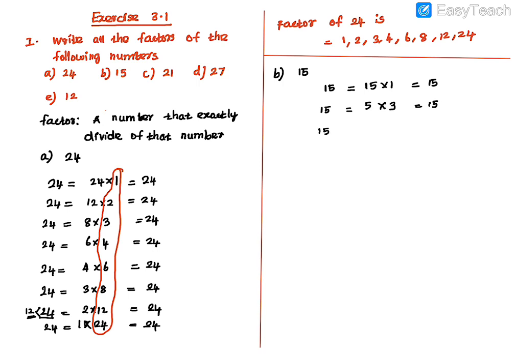Next one, you just move on to the fourth table, check on it. 3 4s are 12, 4 4s are 16. But the given number is 15 only. That means in the fourth table, the given number will not be divided exactly. Okay. So fifth table. 1 5 is 5, 2 5s are 10, 3 5s are 15. So that means we have to write here 3 5s are 15.